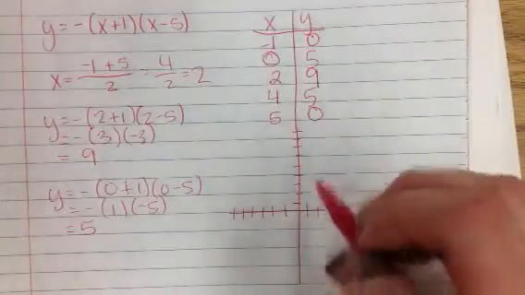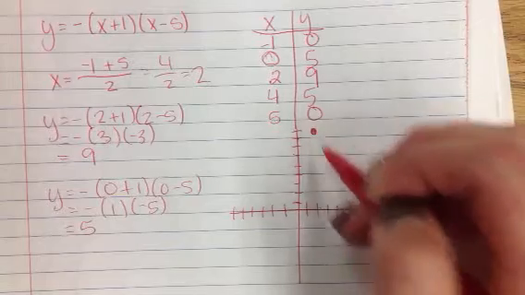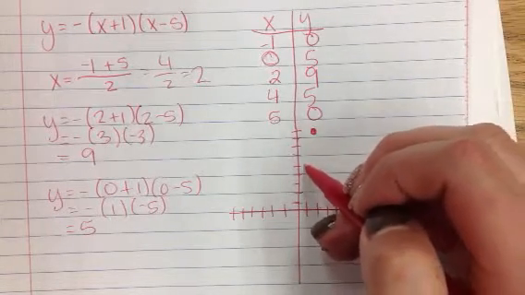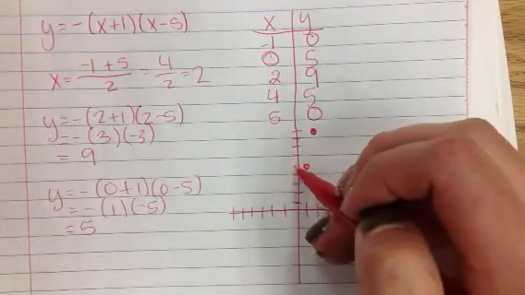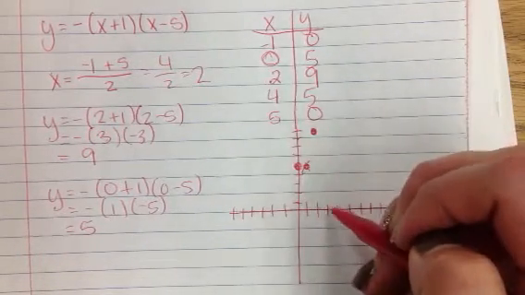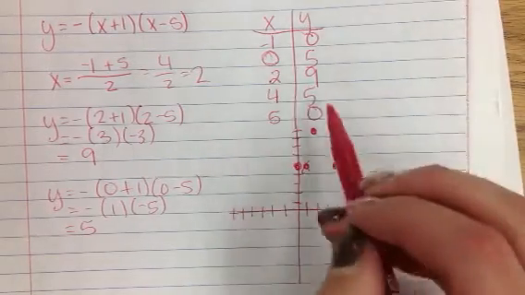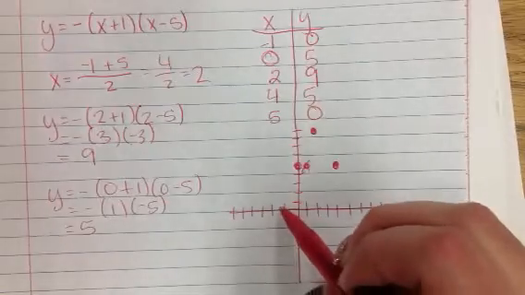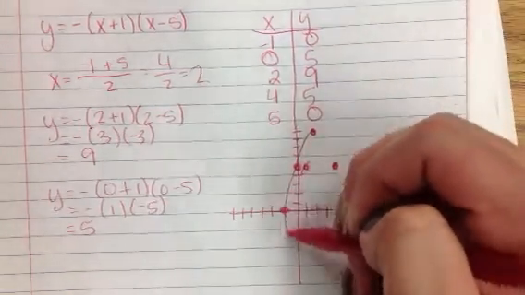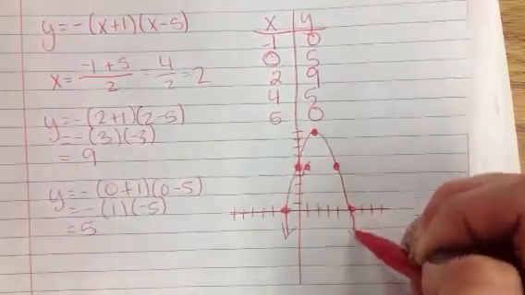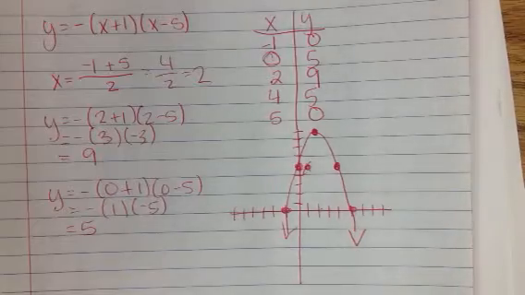I have a point at 2, 9. I have a point at 0, 5, and 4, 5. Oops, 0, 5 is over here. And 4, 5. And then I have a point at negative 1, 0, and 5, 0. And there's my graph. Those are the 3 different ways to plot a parabola.